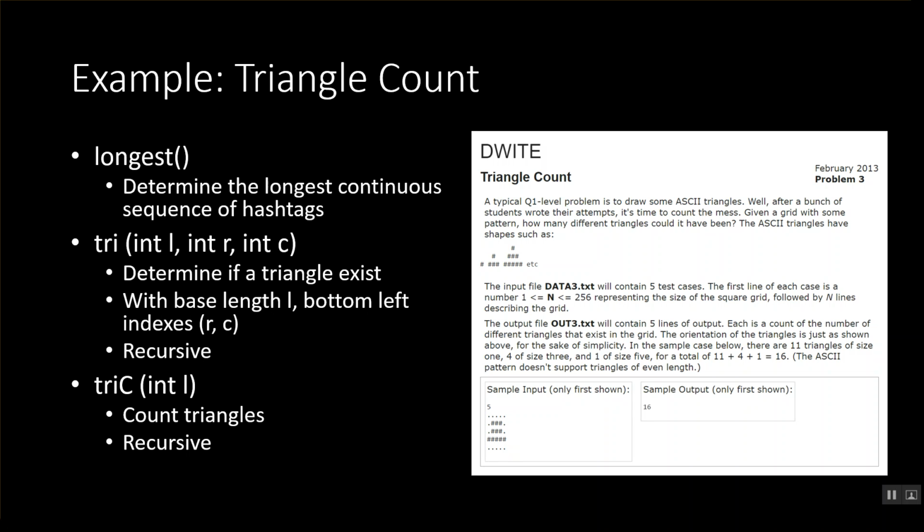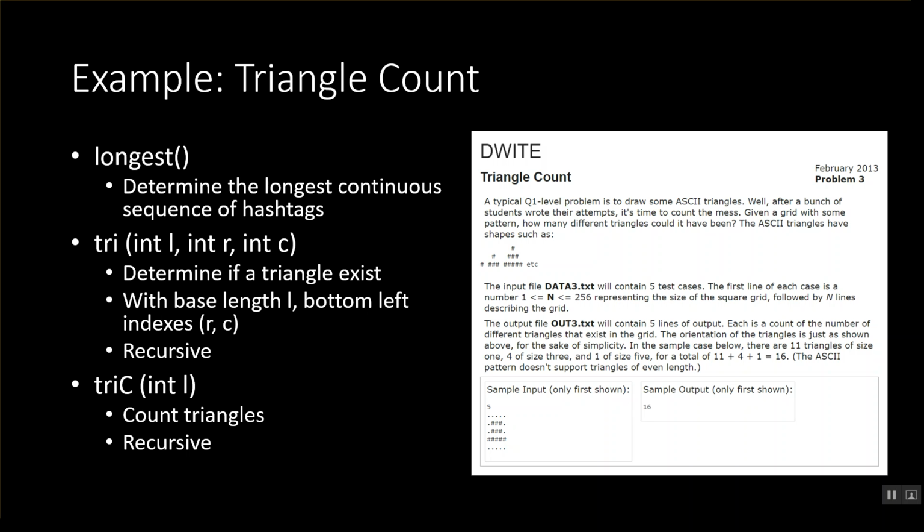Instead of just implementing a recursive programming idea, you must manually break down the problem into sub-problems first. I noticed that one of the biggest issues with the problem is that I don't know how long the longest continuous sequence of hashtags is. So I first write a longest method, which in itself is also recursive. It allows me to search through the entire grid, which has been inputted as a 2D array of chars, find the longest, and store the longest length as an integer.